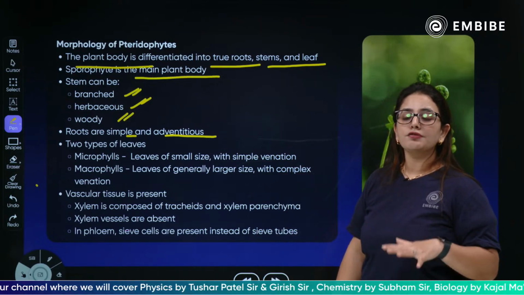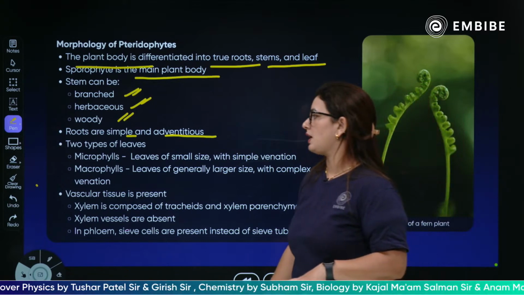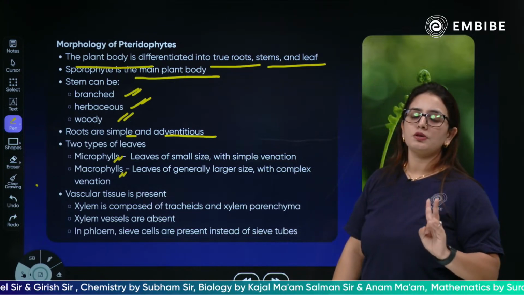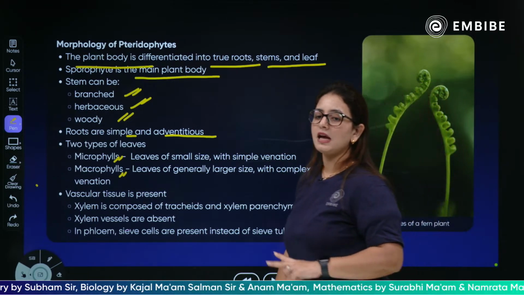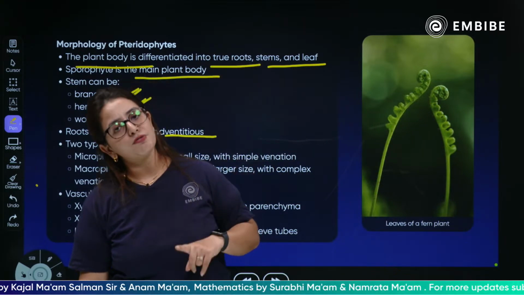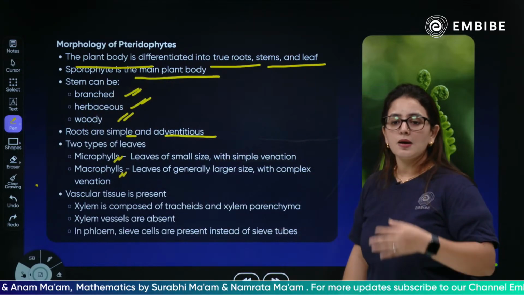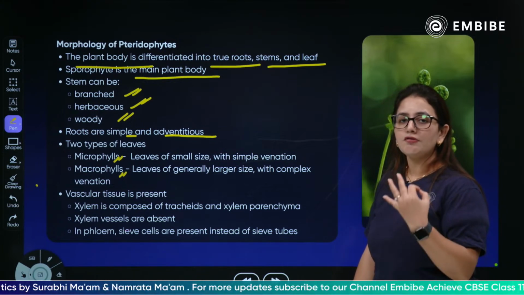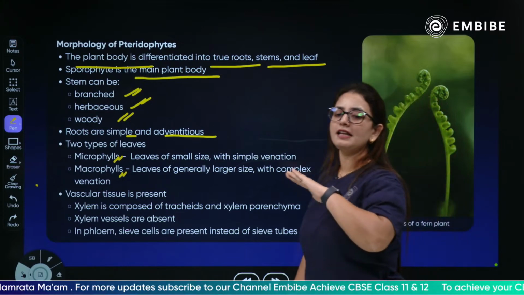Next, the kinds of leaves which are unique to the pteridophytes are known as microphylls and macrophylls. Yes, there are two types of leaves present in the pteridophytes: one is the macrophylls, the other is the microphylls. What is the difference between microphylls and macrophylls? The name is also very clear. What is microphyll?